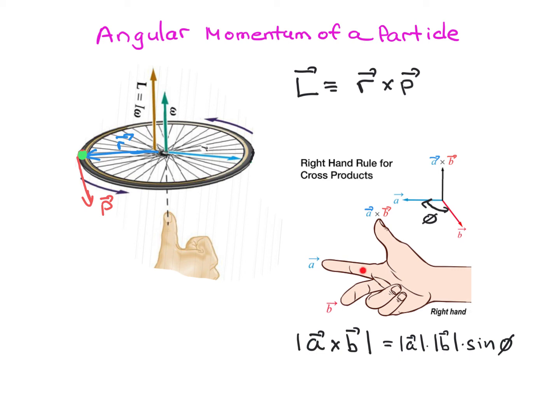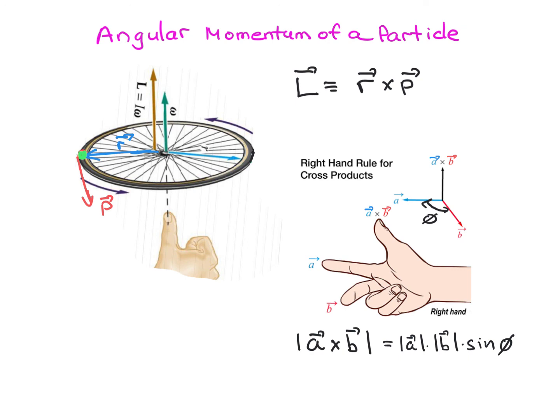If the first finger is aligned parallel to A and the second finger is more or less parallel to B, then your thumb will point in the direction of A cross B.